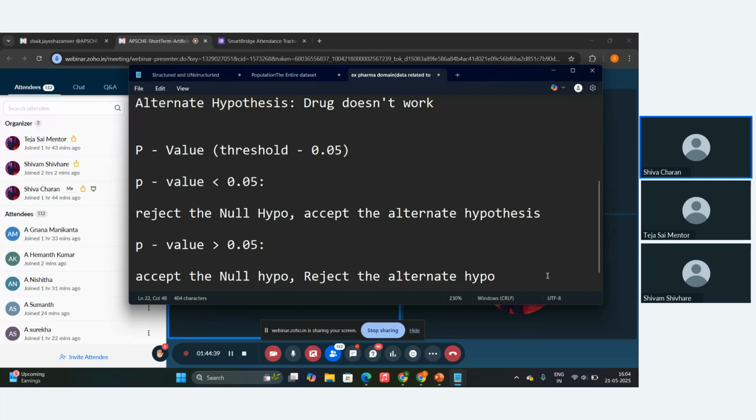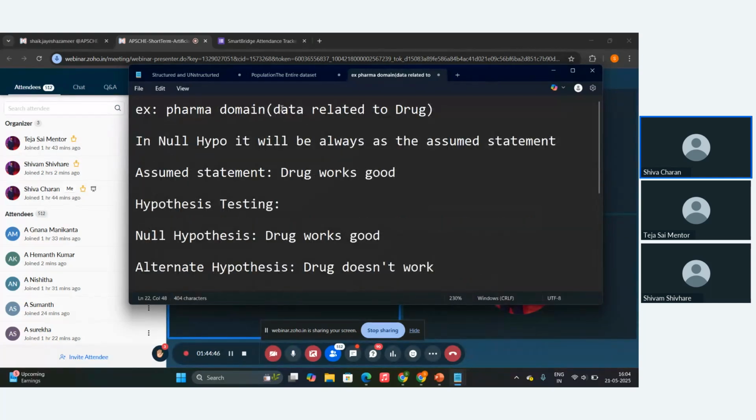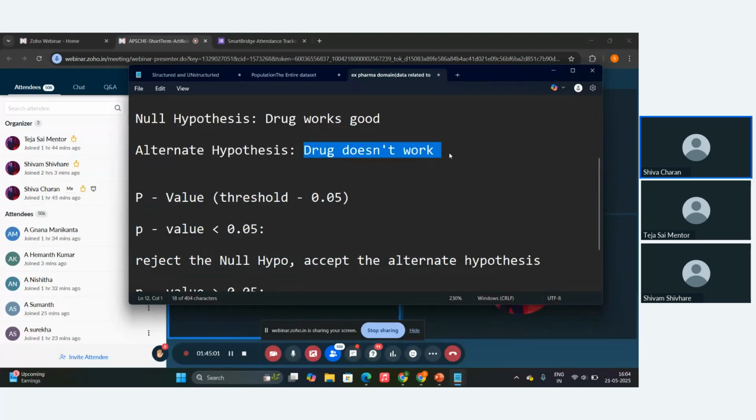So this is the main thing when coming into hypothesis testing. So let's consider this domain, and in the domain, whatever the assumed statement is will be under the null hypothesis, and a contradictory statement we need to pass if you are doing hypothesis testing. The contradictory statement is nothing but the alternate, which is opposite to the assumed statement, opposite to the null hypothesis. And then we'll be doing the p-value calculation.